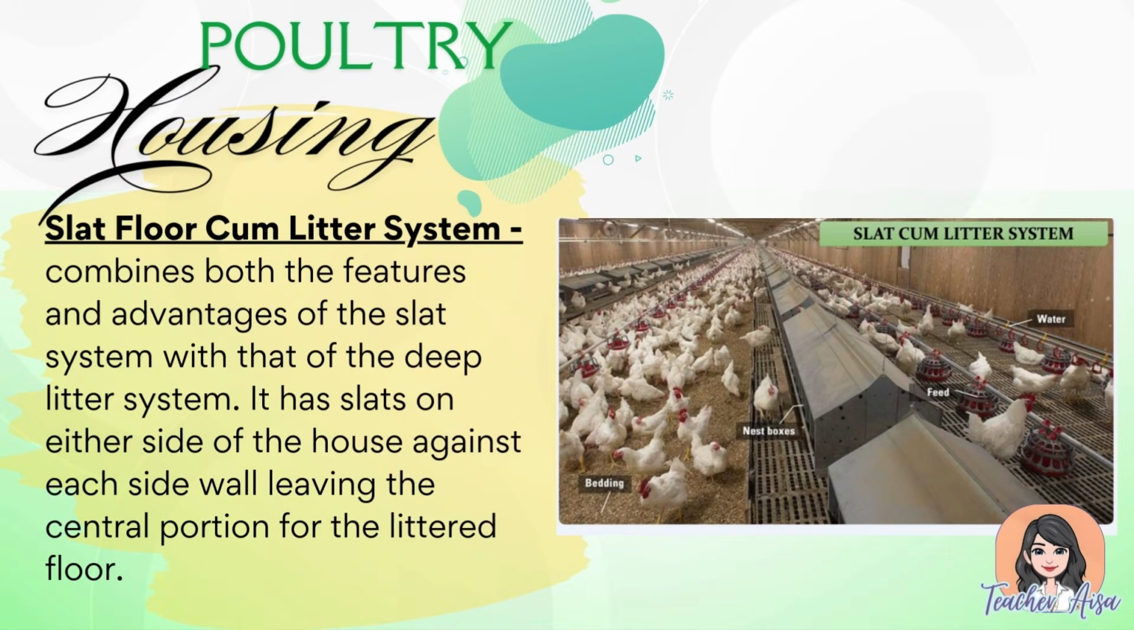Slat floor cum litter system. It combines both the features and advantages of the slat system with that of the deep litter system. It has slats on either side of the house against each side wall, leaving the central portion for the littered floor. The water and feeding trough for this system are placed on the slatted area so that wastes can drop to the floor through the slots. It also has drinkers and feeders in the litter area. This housing system is actually good if you are producing broilers or going into the production of eggs for hatching.